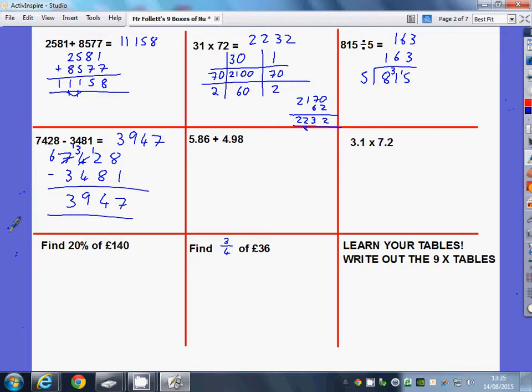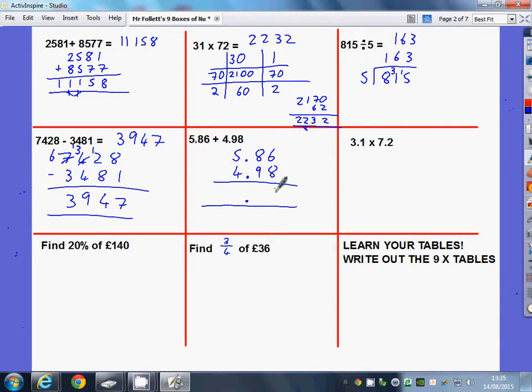Add in with decimals. What do you do when you see an addition question with decimals in? As you know, you line your decimal points up. So we've got 5.86, line my decimal points up, and then you can put your 0.98 and your 4 in there.